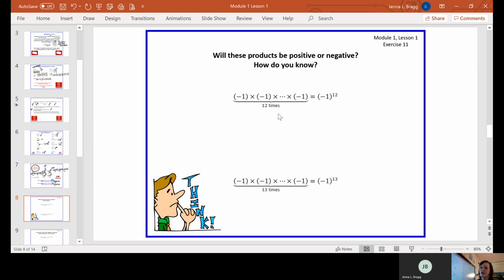Exercise 11, you could pause here and try those. If we are multiplying -1 12 times, 12 is an even number, and we said that even exponents will give us a positive result. And here we have 13. 13 is an odd number, so our result will be negative.